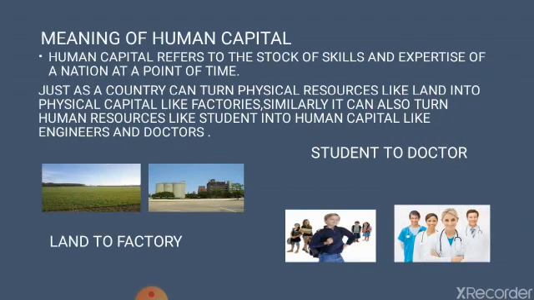Now we will throw light on the meaning of human capital. Human capital refers to the stock of skill and expertise of a nation at a point of time. Just as a country can turn physical resources like land into physical capital like factories, similarly it can also turn human resources like a student into human capital like engineers and doctors. So it is very clear, without acquiring skill and expertise, a human resource cannot turn into human capital.